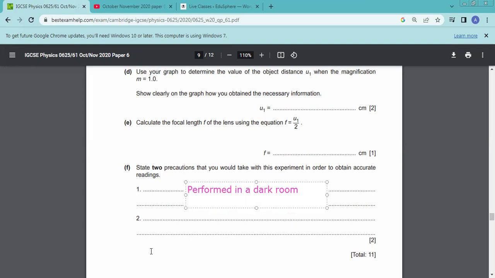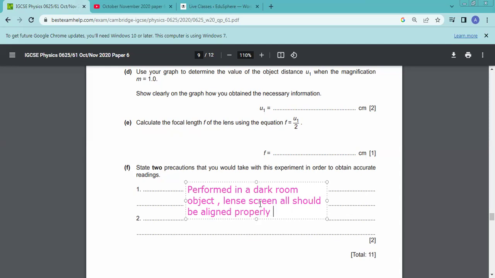The next precaution is that the object, the lens, and the screen should all be in a proper line, aligned properly. So these are the 2 precautions.